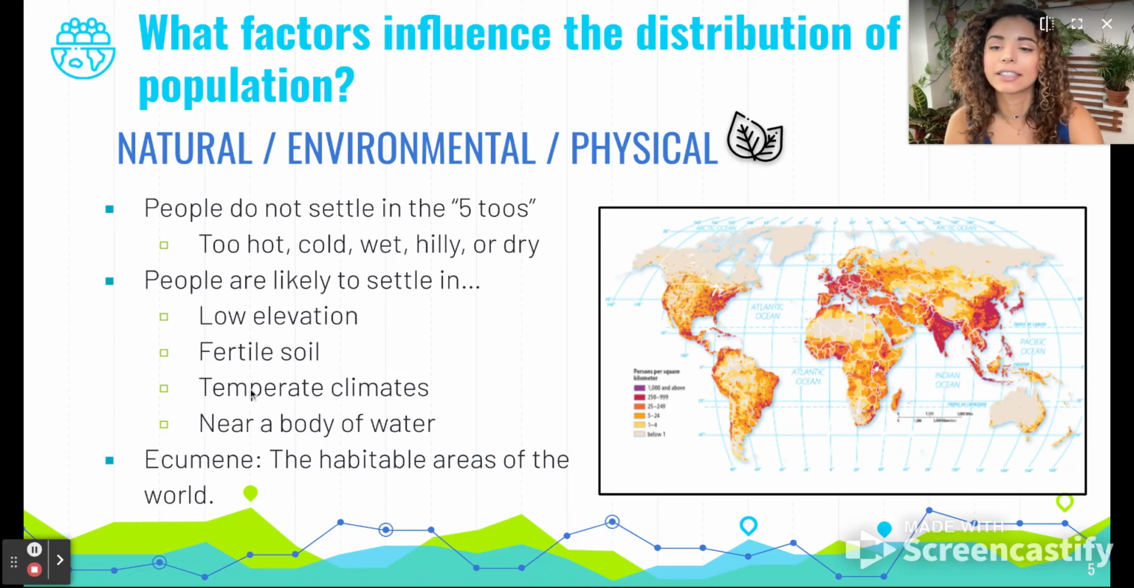If we take a look at this term right here, ecumene, these are habitable areas of the world. So not every part of the globe that we have here is conducive to settling, or as easily conducive to settling.